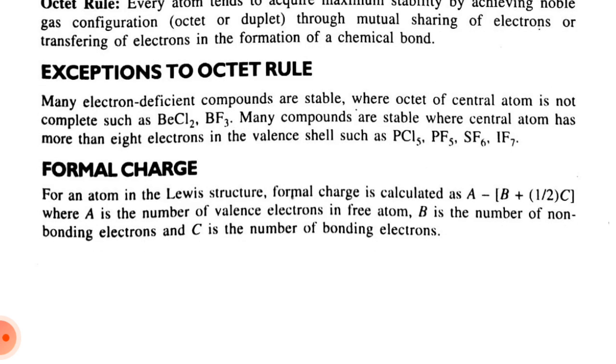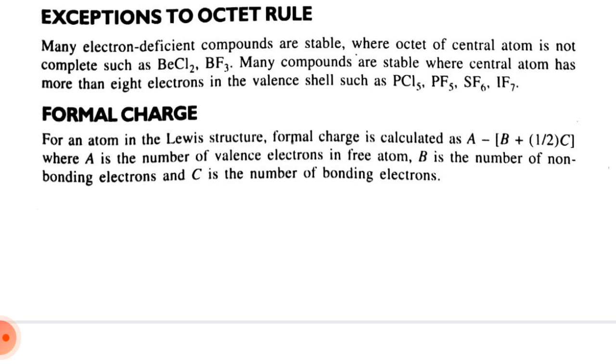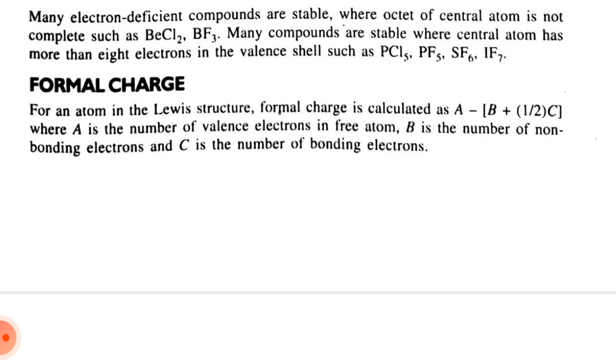Exceptions to octet rule. Many electron deficient compounds are stable where the octet of the central atom is not complete, such as BeCl2, beryllium dichloride, and BF3, which is boron trifluoride. Many compounds are stable where the central atom has more than 8 electrons in the valence shell, such as phosphorus pentachloride, phosphorus pentafluoride, sulfur hexafluoride, iodine heptafluoride.